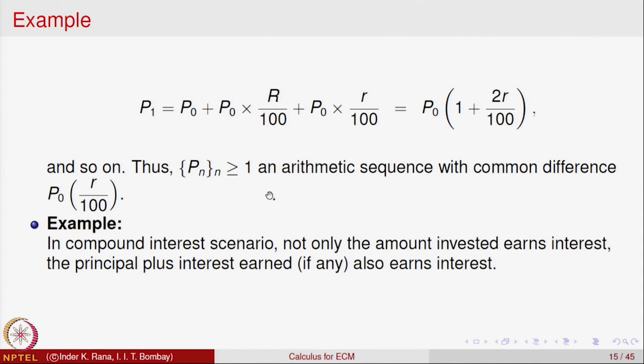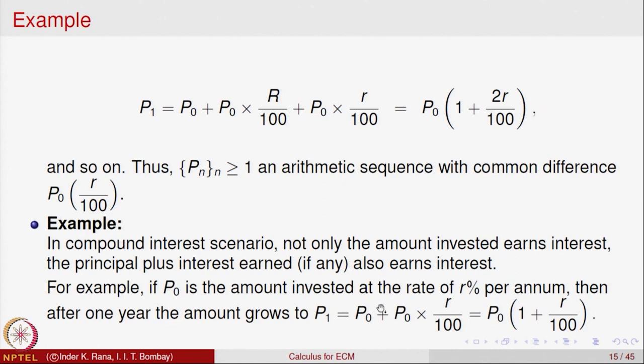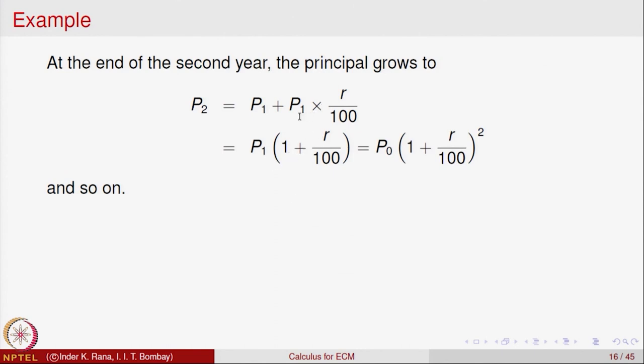If the amount is calculated as compound interest, then the scenario changes. With R% per annum, the interest also gets interest on that. So P1 will be equal to P0 plus P0 by R, so that is P0 multiplied by 1 plus R by 100. P2 will be P1 plus whatever you have earned after 1 year, you will get interest on the whole amount, so it is P1 multiplied by R over 100. If we put the value of P1, this is P0 multiplied by this, and so on.